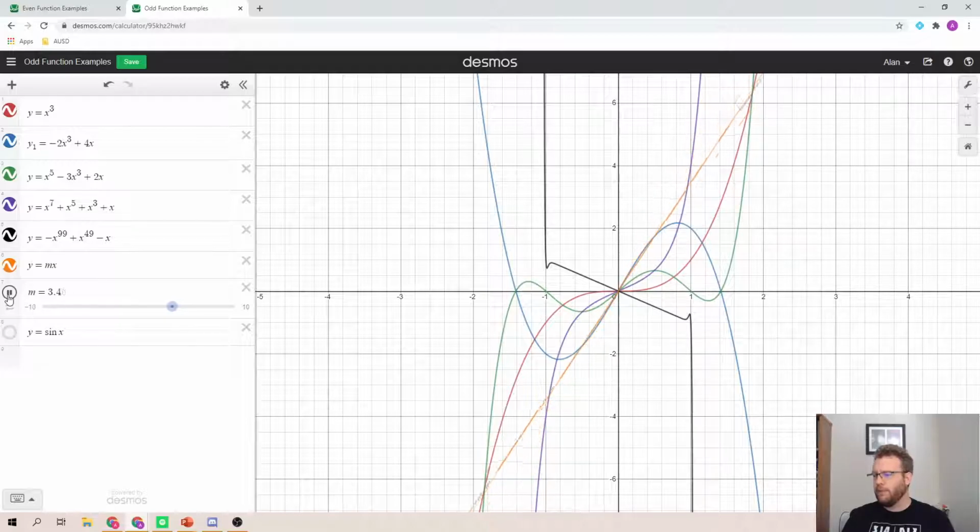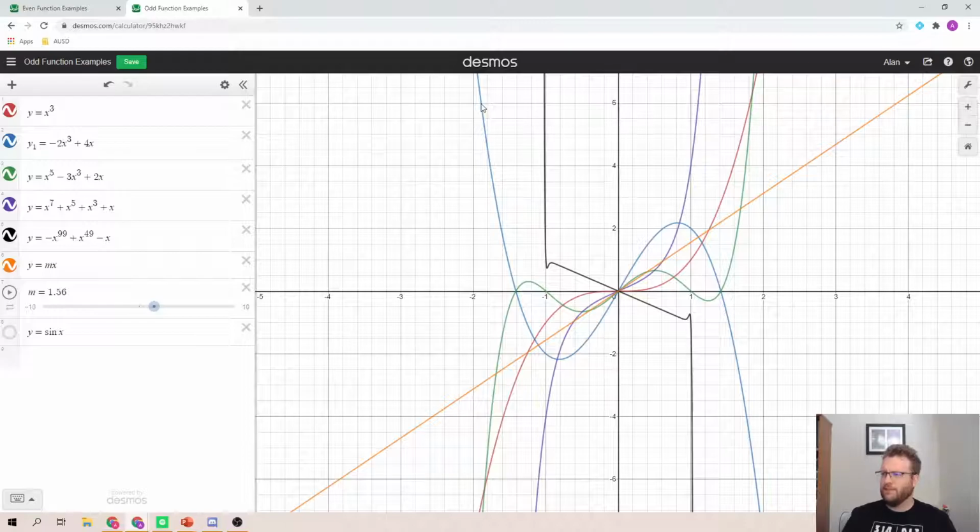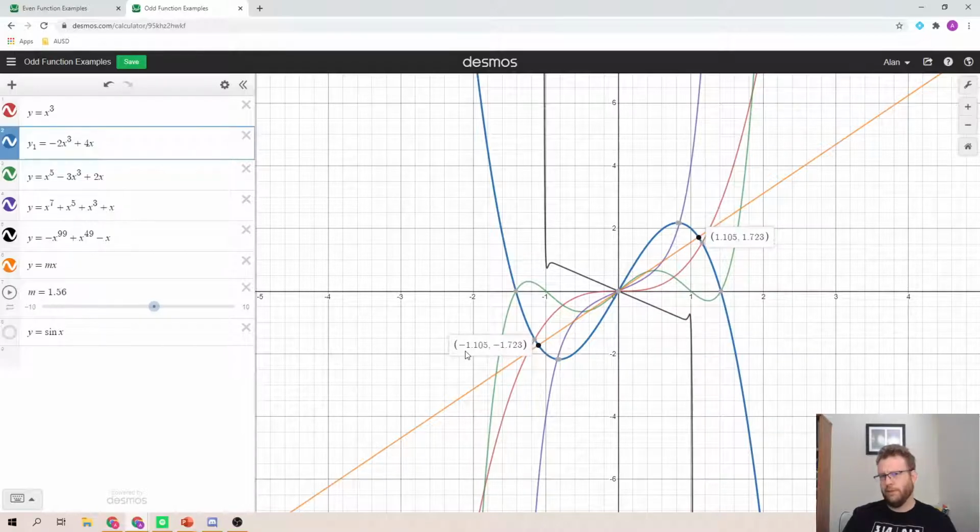For example, if I were to pause it right about, oh, say here, and I were to focus on, let's focus on this blue curve, negative 2x cubed plus 4x. Take a look at where it touches the orange line. The point right here, 1.105, comma 1.723, and right here, wait, that's very familiar looking, negative 1.105 and negative 1.723. And granted, those are rounded values, but the point is the same. If I switch the x value, the y value switches too.